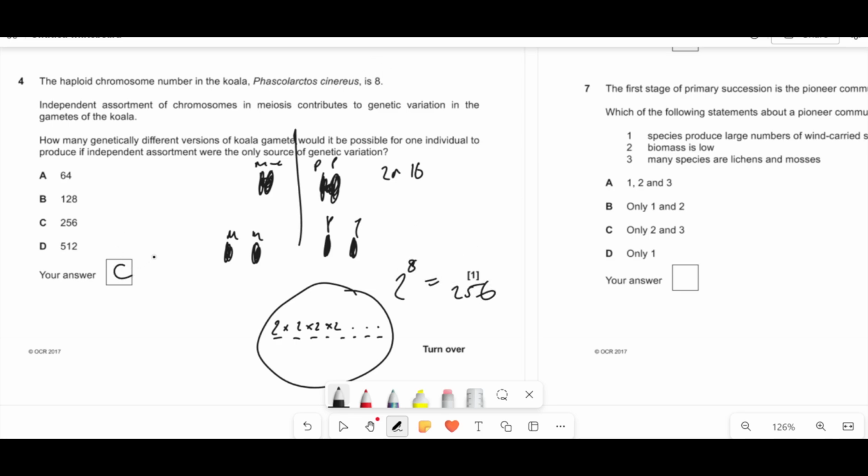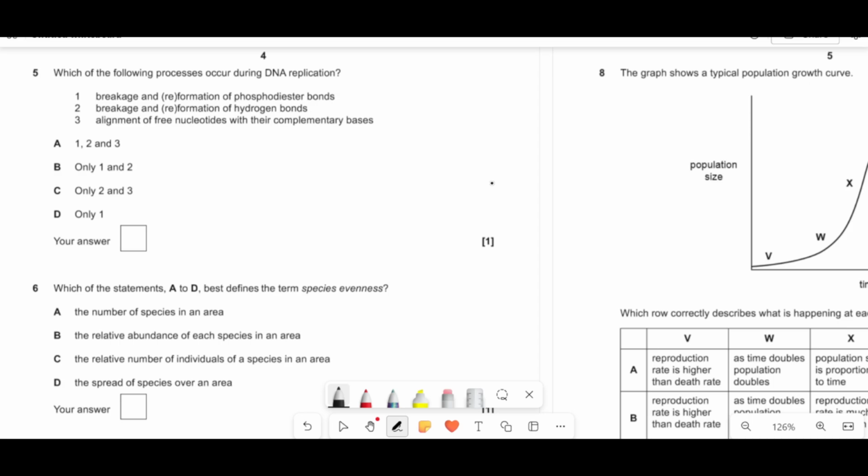Which of the following processes occur during DNA replication? The whole point of DNA replication is you've got two DNA strands that are complementary base paired with each other. I'm going to separate them. You have each one act as a template. Nucleotides line up next to them like this using complementary base pairing. And then DNA polymerase joins them together with condensation reactions to make phosphodiester bonds between adjacent nucleotides. Not this way, this way. So then we need to figure out which one that is basically.